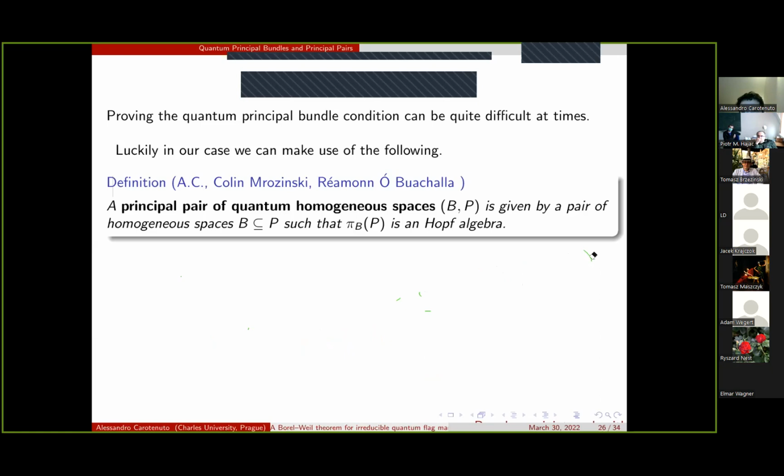Say M and N, which correspond to B and P. So in particular, B is the smaller. Let's say that N is contained in M. So I can consider the quotient of G by M and the quotient of G by N.